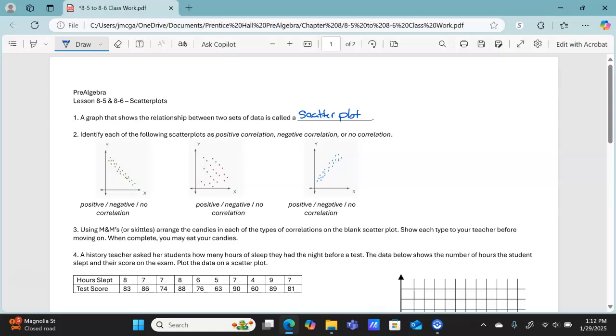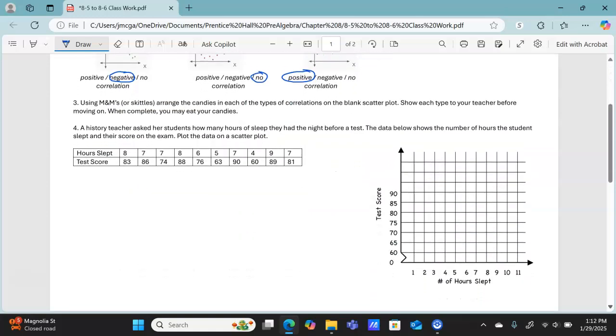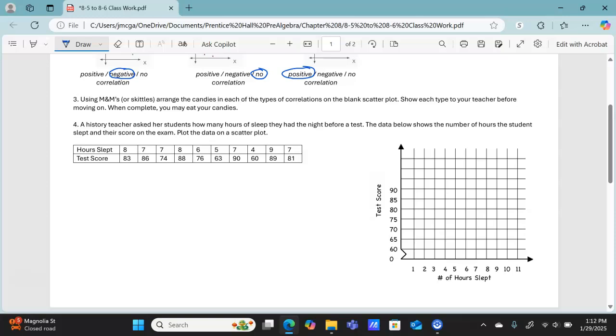Okay. This one is a negative correlation because it's going down to the right. This one, there is no correlation because they're just kind of all over the place. And then this one is a positive correlation. Now, because you weren't actually in class when we did this, you couldn't do the scatter plot using the Skittles or the M&Ms. So we'll move on to number 4.